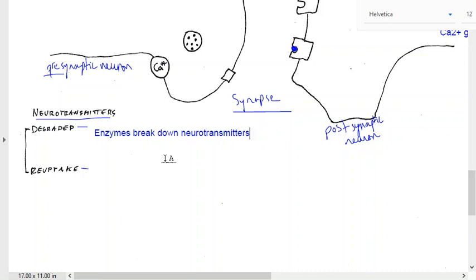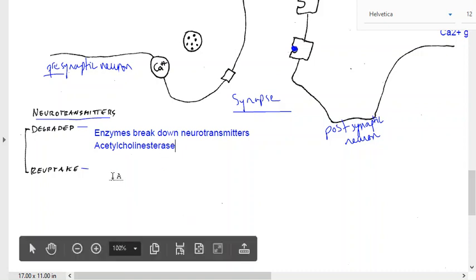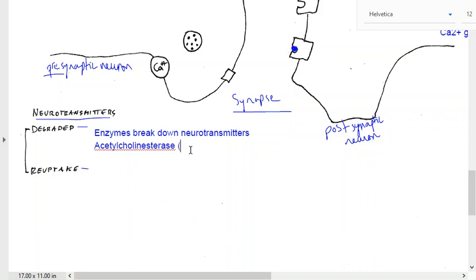Or dopamine or serotonin or whatever it is. So enzymes break down neurotransmitters using an enzyme called acetylcholinesterase. And this is, again, if we're talking about muscle cells, then the neurotransmitter was ACH. So acetylcholinesterase breaks down acetylcholine. So that's a long word, but it tells you exactly what it does, right?